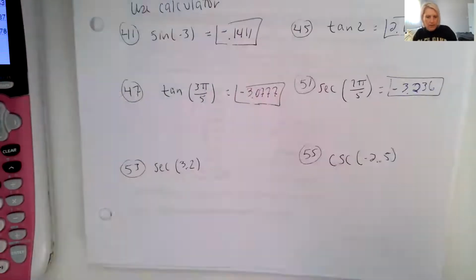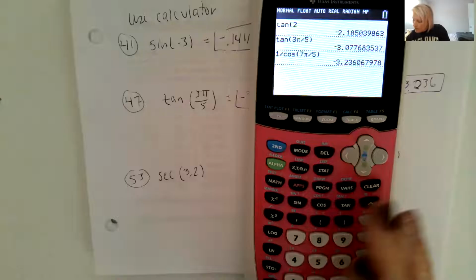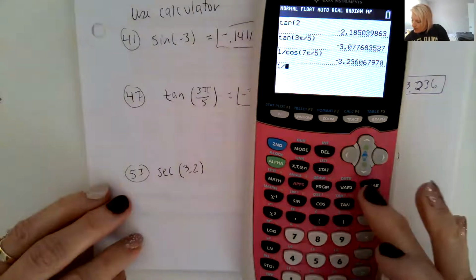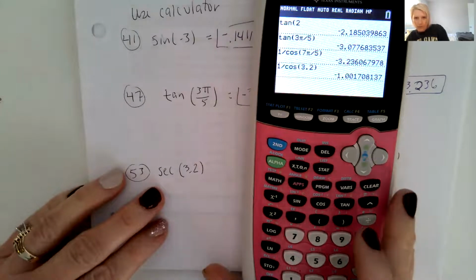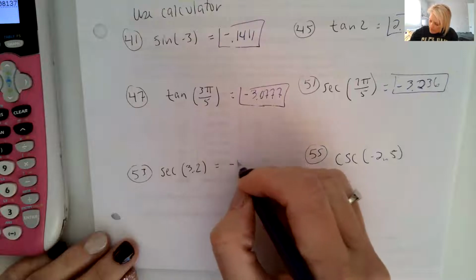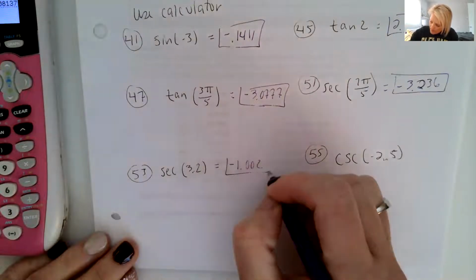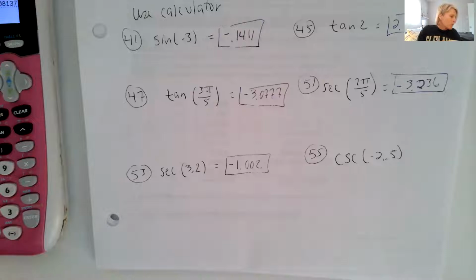So 53 says secant of 3.2. So again, we're going to do 1 divided by cosine of 3.2, parentheses, and we get a negative 1.002. And then we're going to look at number 55.